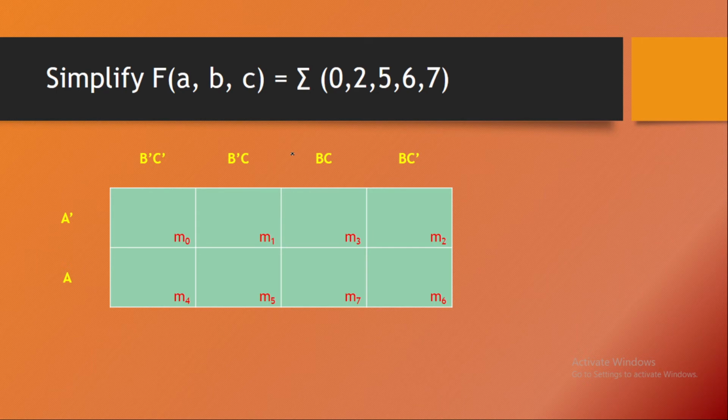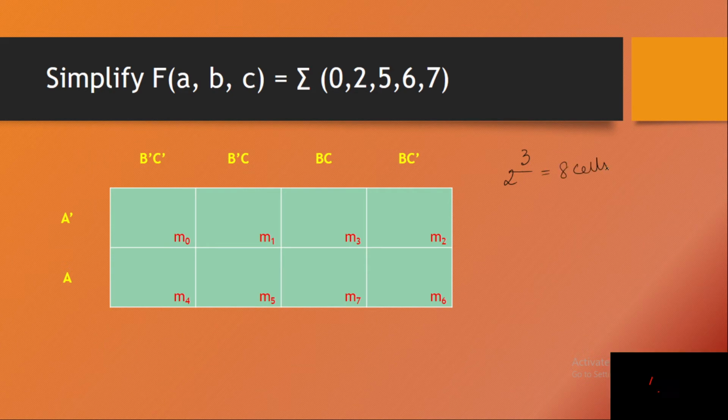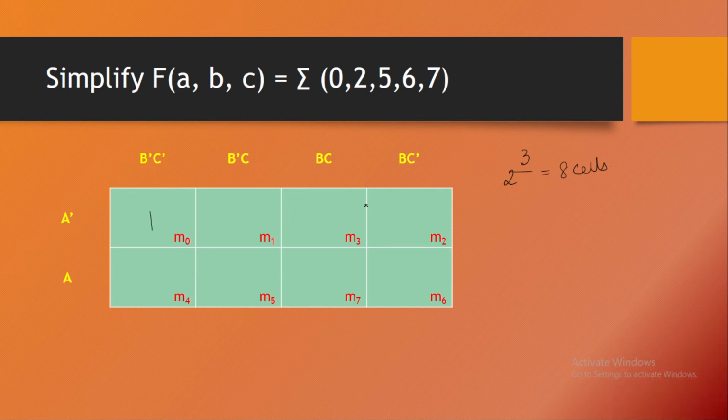Now in this example, we have 3 input variables. When you have 3 input variables, you know that the number of cells inside a K-map will be 8. As we have the 8-cell K-map here, let's start mapping the minterms. I have 0, 2, 5, 6 and 7. So M0 is mapped, M2 is mapped, M5 is mapped, M6 is mapped, M7 is mapped. So step 1 is over. We have found out the number of cells inside a K-map, and step 2, we have mapped the minterms.